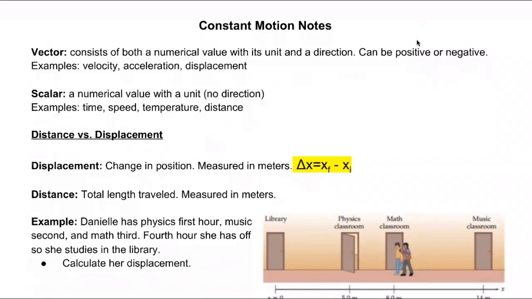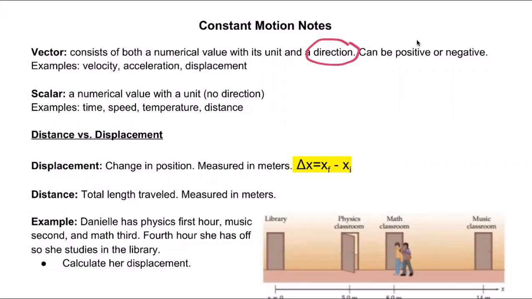That's a big deal here. I'm going to go ahead and circle that direction there. Big deal when it comes to vectors. Examples of vectors would be velocity, acceleration, and displacement. And we're going to dig into each of those this unit.